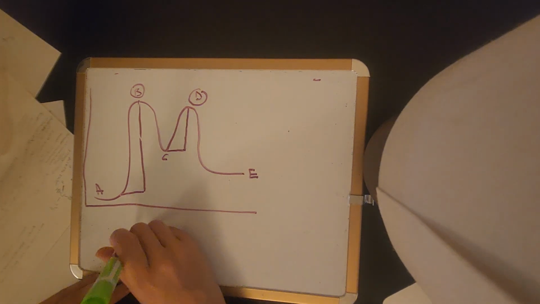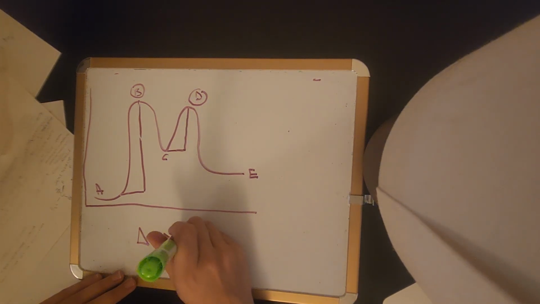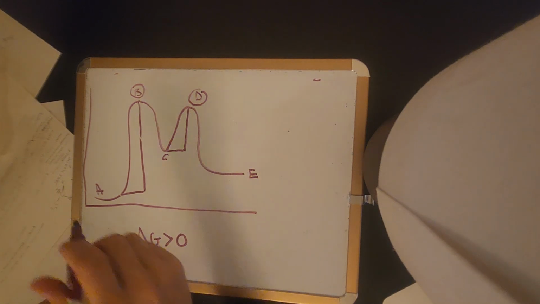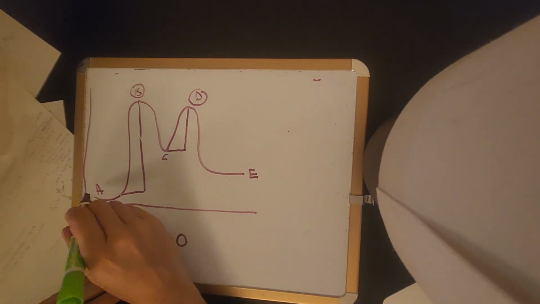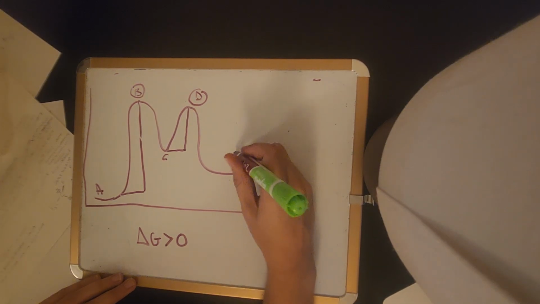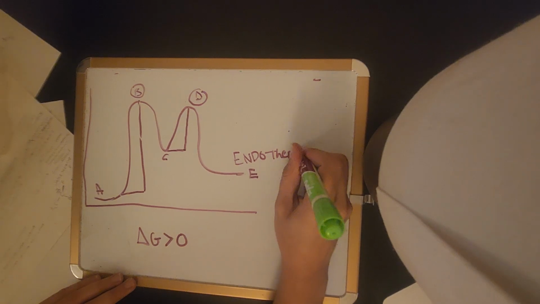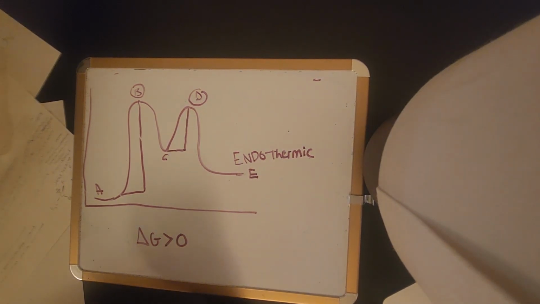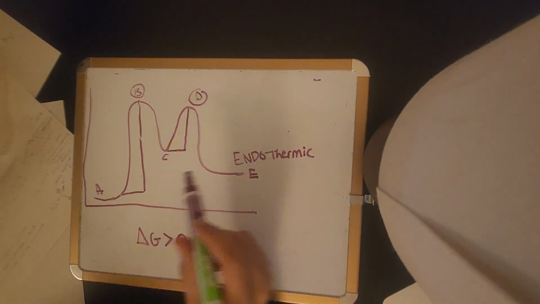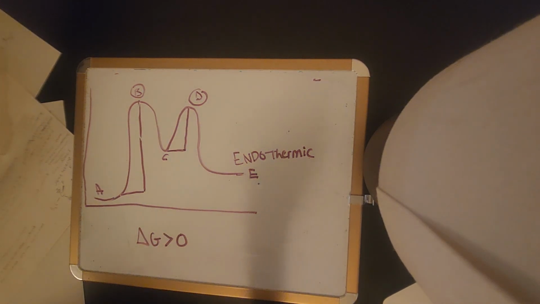In this reaction, delta G is greater than 0. The reason is we're going from a smaller number to a bigger number, therefore it's also endothermic. It's going to absorb more energy to become a product than it is a reactant.